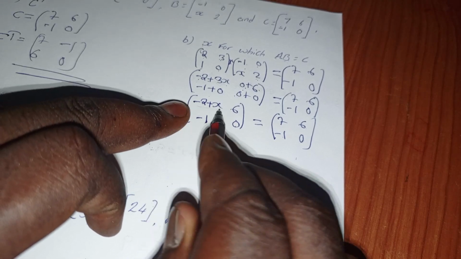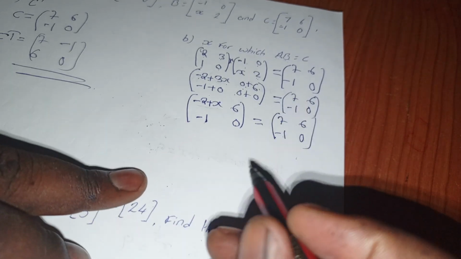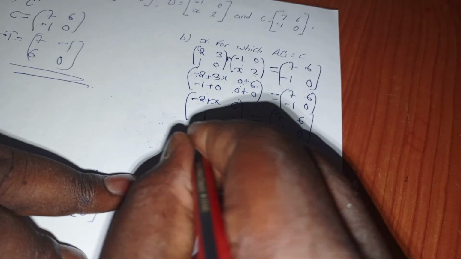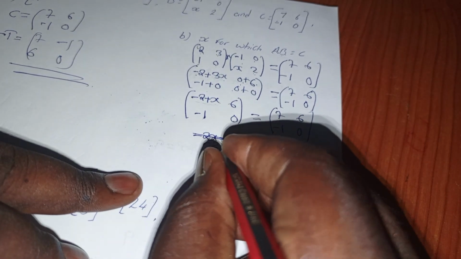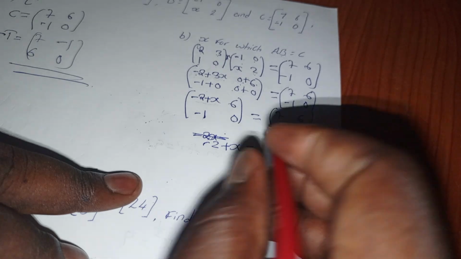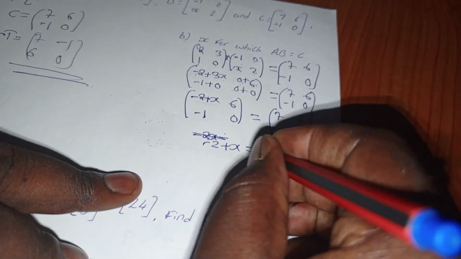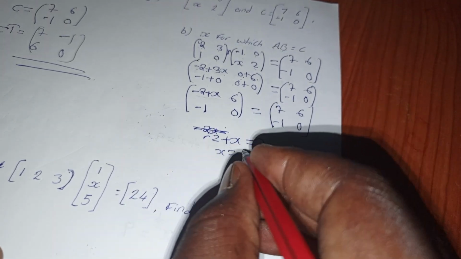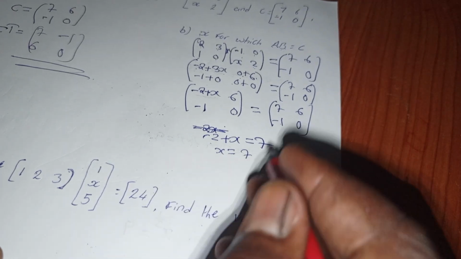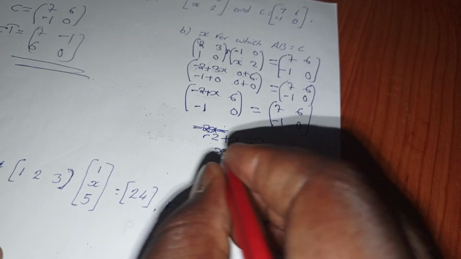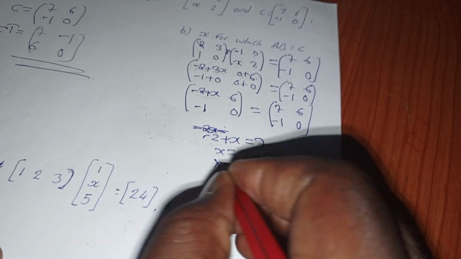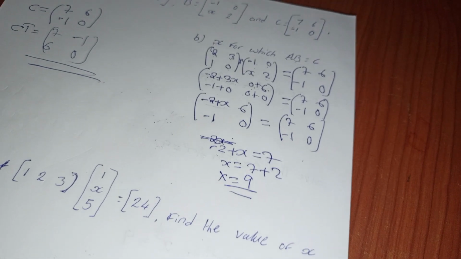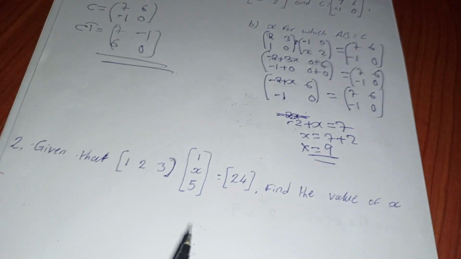Then this part now must be equal to 7, so I'm going to equate. -2 plus 3x must be equal to 7. Then I'll find the value for x. So 3x is equal to 7, this negative 2, after crossing it will be plus 2. So 3x is equal to 9, and x is equal to 3. Good. So this is the value for x here. This is how we're supposed to solve this question. Then I go to question 2.